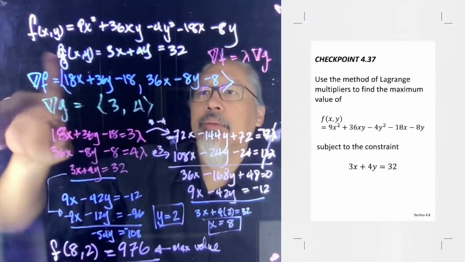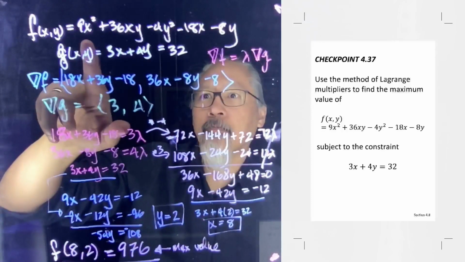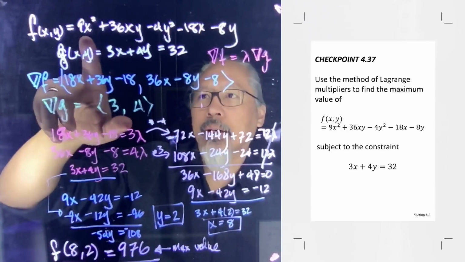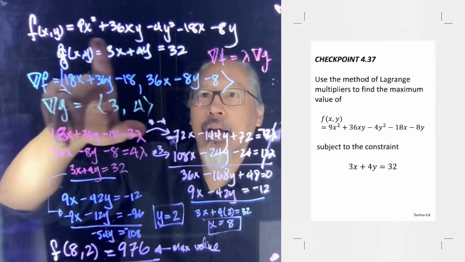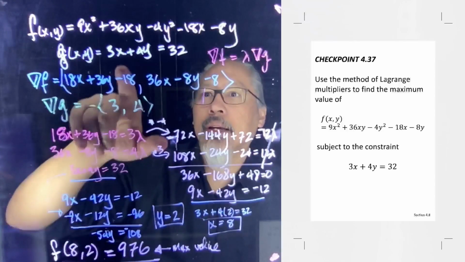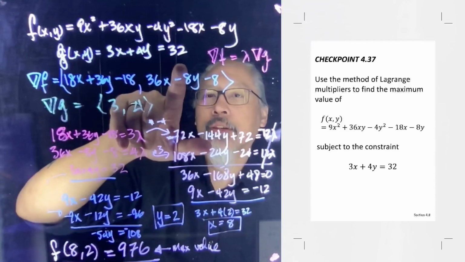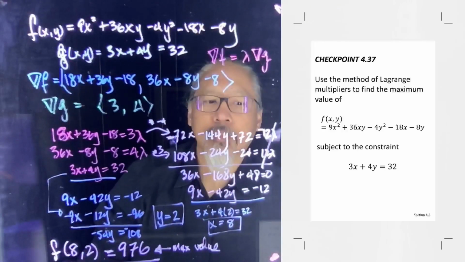Okay, so I would encourage you to draw this graph, or better yet, to draw this in just a two-dimensional graph where f of x, y is set equal to 976, and draw the g of x, y, which is going to be a line. You'll see that they're going to be tangent to each other.